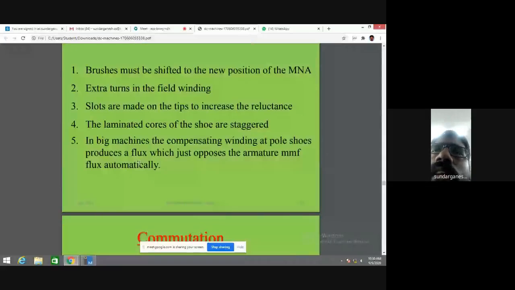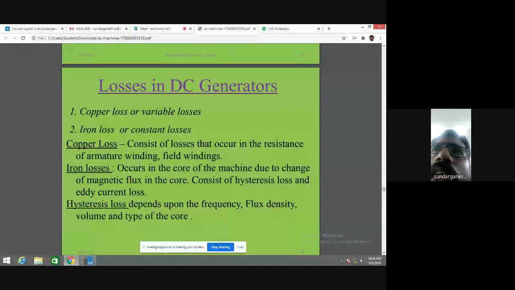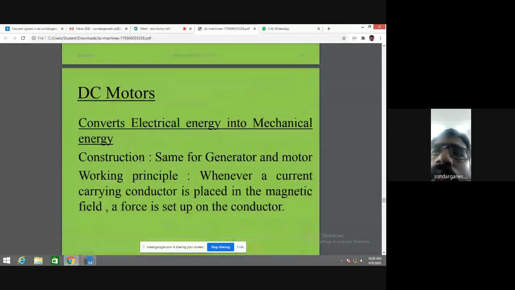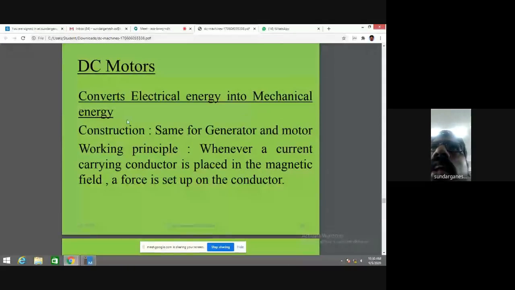Then losses in DC machines: what are the losses occurring in a DC machine? What are the applications of generators? Next, before going to motors, we have a Q&A session.